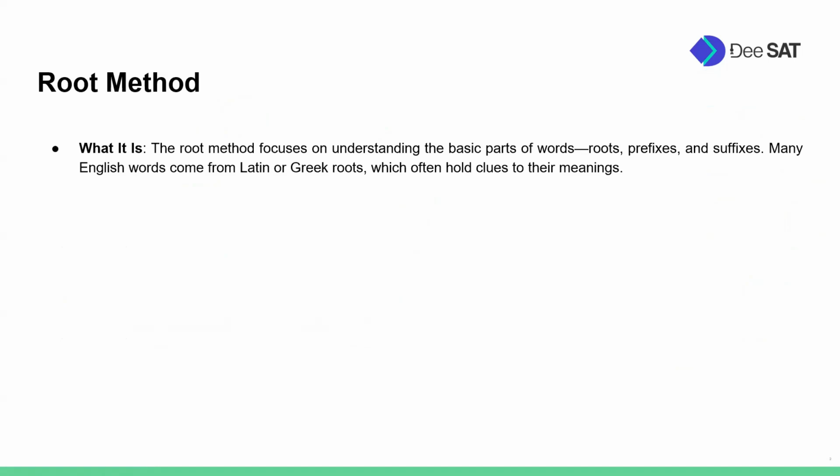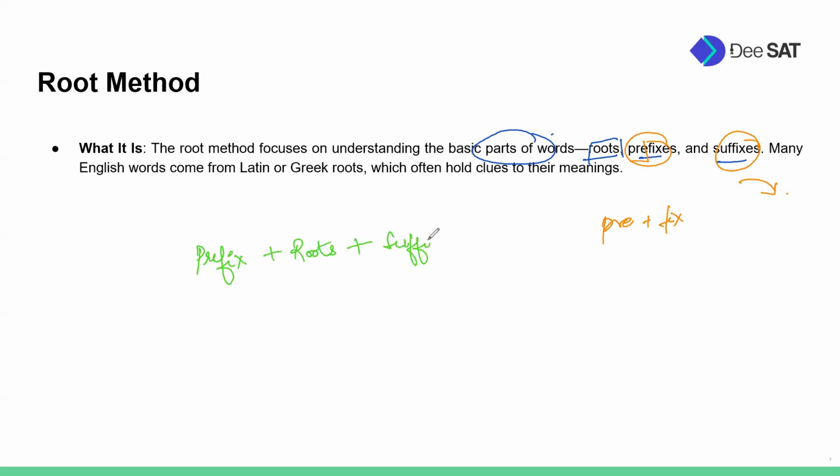Beginning with what is the root method? So the root method is something that divides the basic parts of words into three things: root, prefix, and suffix. As the name itself suggests, prefix is something which is joined before the word, whereas suffixes are something which are joined after the word. What words are we talking of? No, not the complete words, but rather the roots, which means the construct is something like prefix plus roots plus suffixes. And all of this makes your complete word.